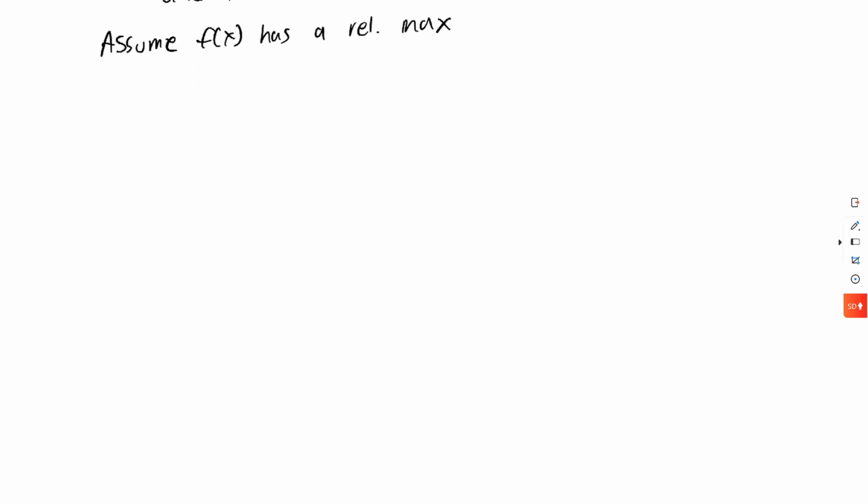So with this assumption, if we assume that we have a relative max at x equals c, and c is just some constant, then we're really just saying that f of c is greater than or equal to f of x, for all x that are pretty much close to x equals c. And here's what I mean.